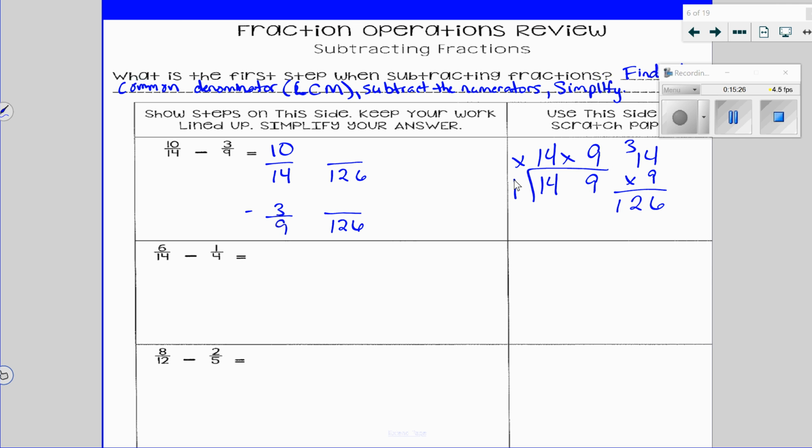Now, we just worked out the problem that says 14 times 9, right? So, think about that. 14 times what gives me 126? So 10 times 9 is? And 9 times what gives me 126? 14. Good job. So 3 times 14? So now I'm subtracting 90 minus 42, and what do I get?